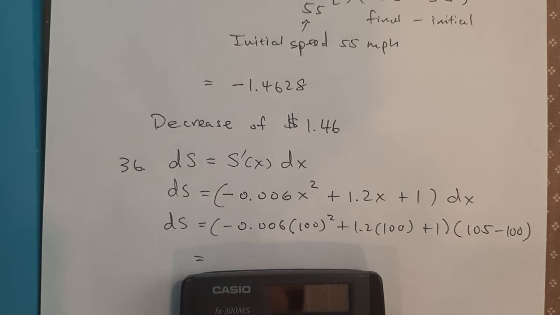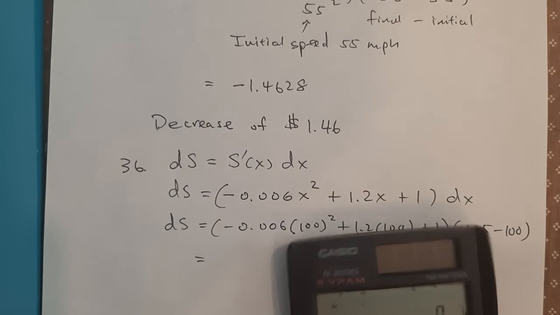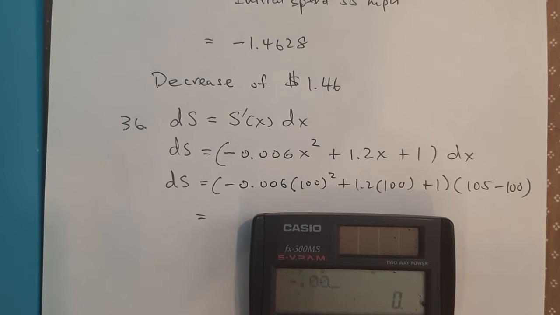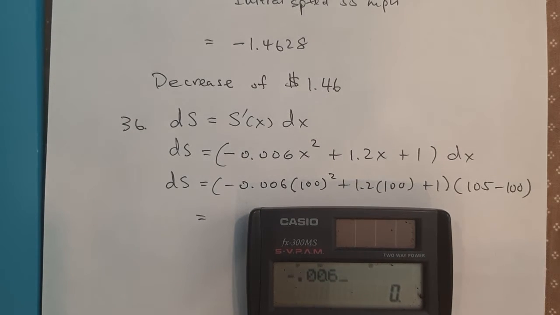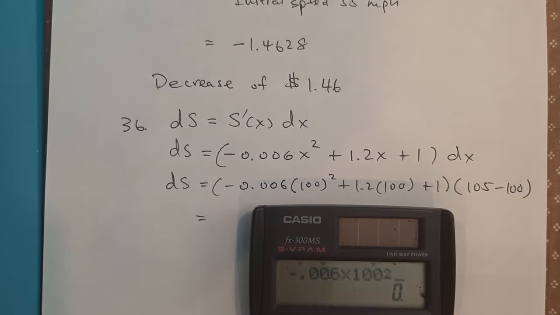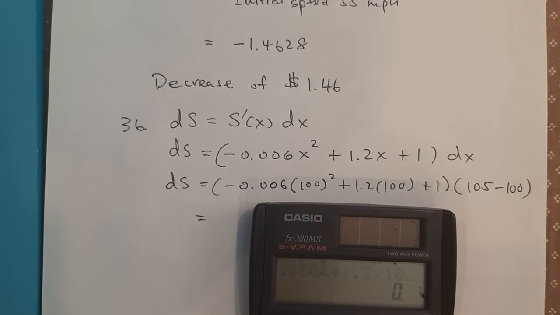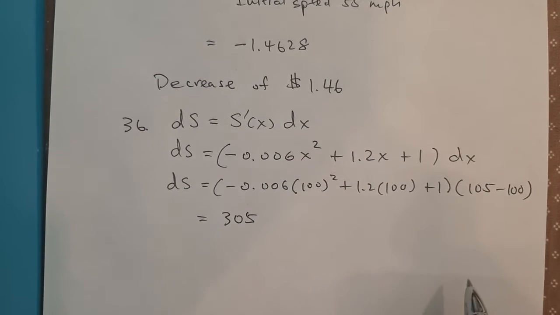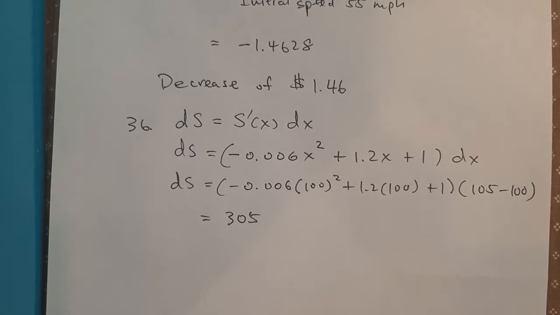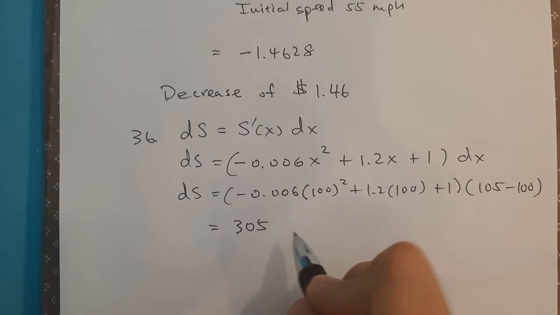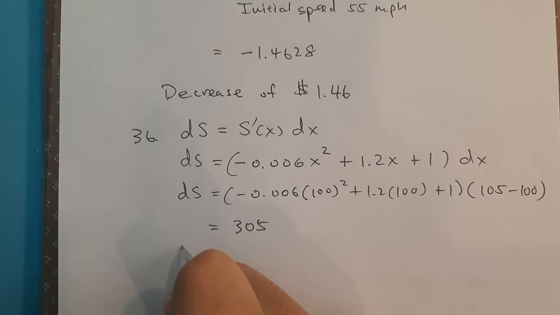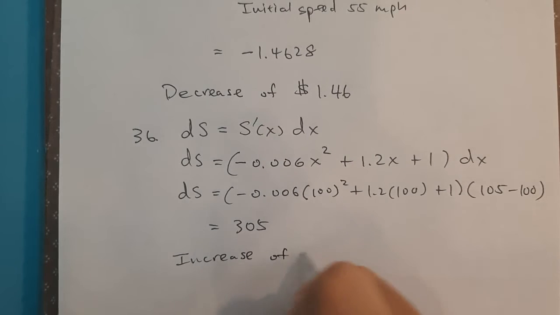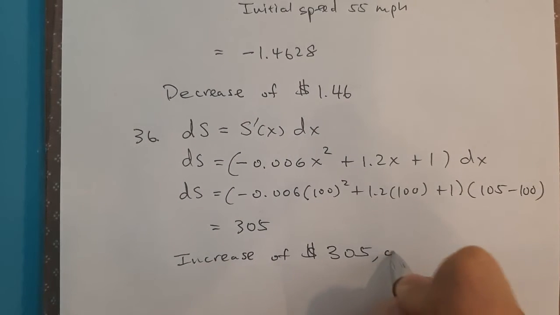-0.006 times 100 squared plus 1.2 times 100 plus 1. And then we multiply by 5. That gives us 305. So what does that mean? It means that we have an increase in the total sales. Increase of 305,000.